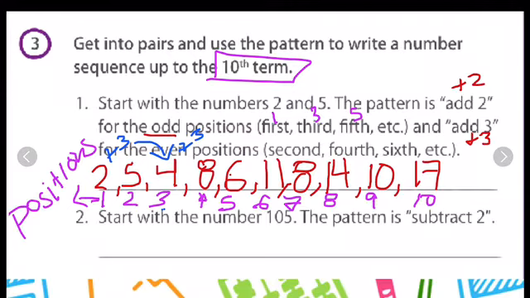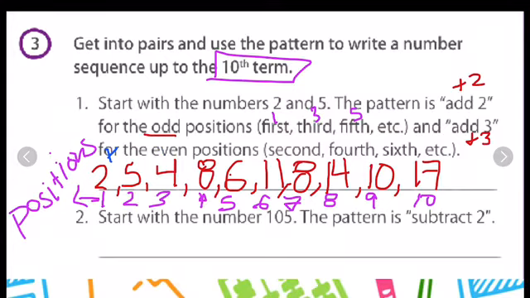Fifth position, third position, 4. Okay, over here, wait. It's first position, you add 3. Oh no, sorry. I got so confused. Stop for a second. It says odd position. First position, you're going to add 2. So let's go back a little bit.